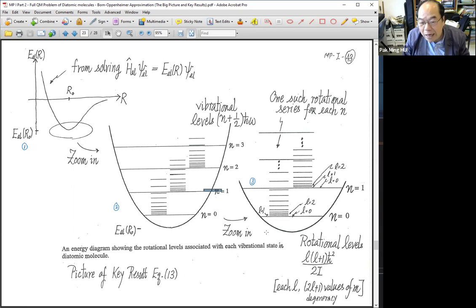In addition, there could be rotational excitations. That is to say, a molecule could be of this energy. It could be of this energy. It could be of this energy. Okay? These are the energy eigenvalues of the whole molecule. Do you understand?